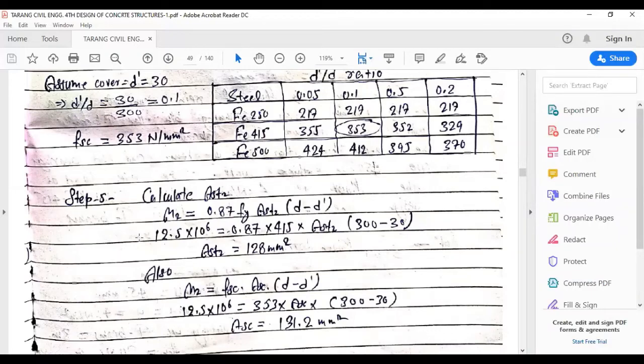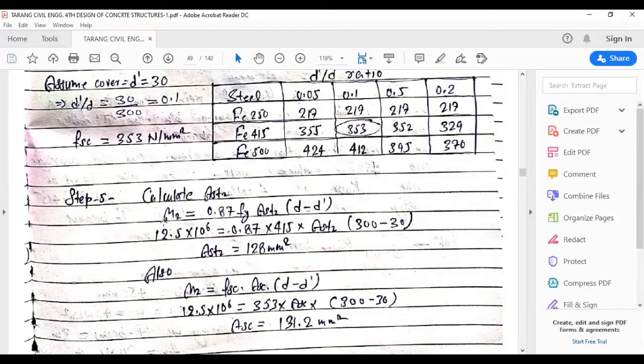Next step is to calculate the area of steel under tension, AST2. So this is our step 5. As we discussed in this lecture, the value of M2 is also given by the formula M2 is equal to 0.87 Fy AST2 (D minus D dash). Here we know all the parameters except AST2, so we'll substitute the values here.